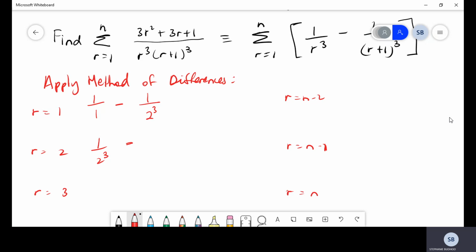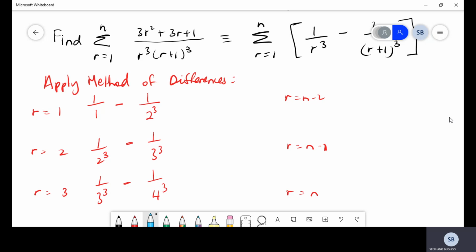Make sure you're consistent as well. If you converted this to 8, you could convert this to 8 as well. When r is 2, you'll have 2 plus 1 is 3. That's 1 over 3 cubed. Right, down here, that's 1 over 3 cubed minus 1 over 3 plus 1 is 4 cubed. Right, you can eliminate immediately.